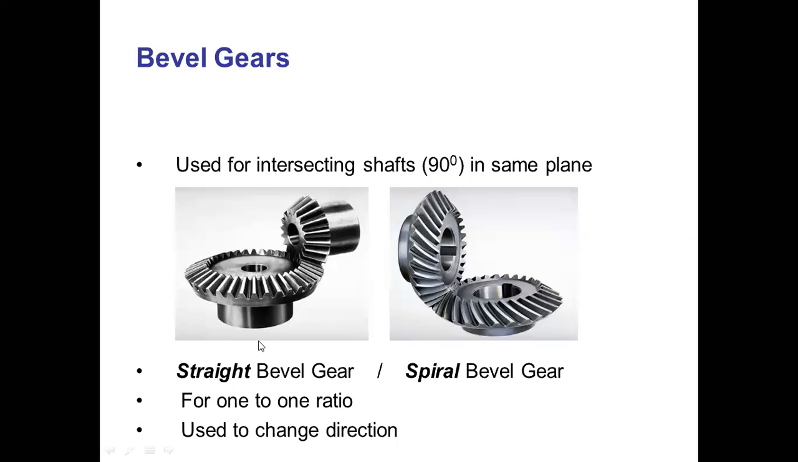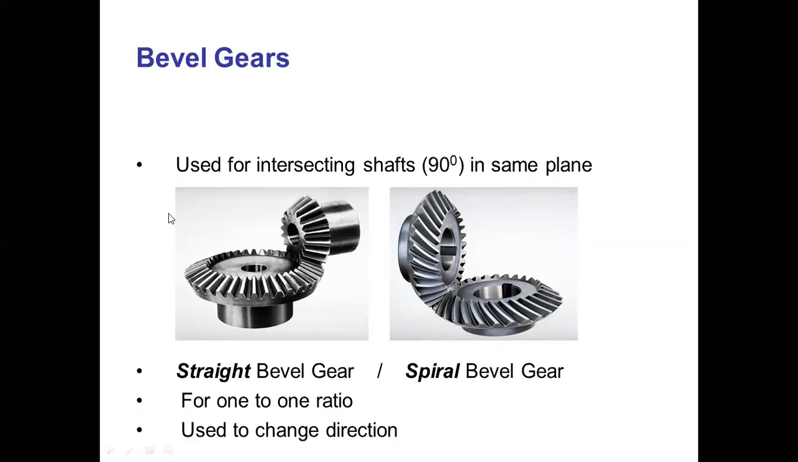Then, applications. What are the applications of the bevel gear? Bevel gears are used in the differential gearbox of the automobile. If we look at the back side of any heavy vehicle, there is a differential gearbox, and in such a differential gearbox, bevel gears are used. These are some applications of the bevel gear.